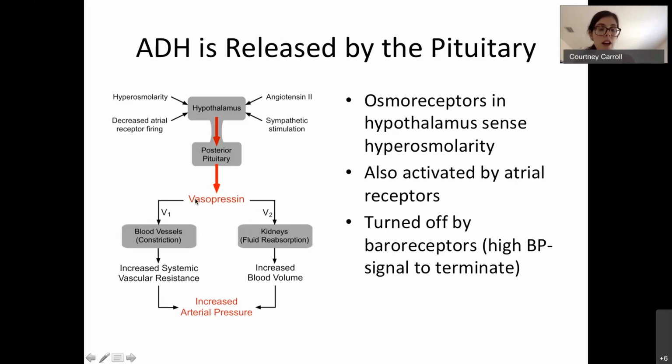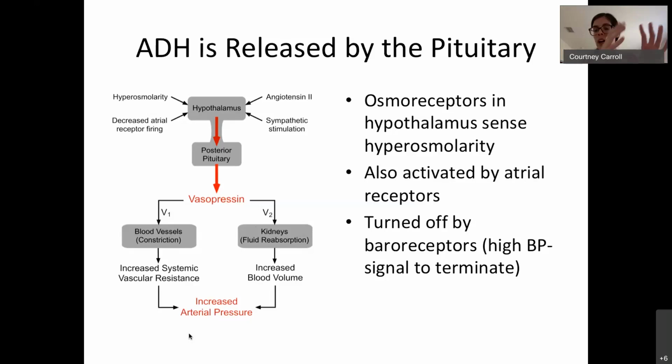And the ADH will tell the blood vessels to constrict, and it will also, again, go to the collecting duct in our nephron, increase aquaporins, increase fluid reabsorption. All of that works together to increase pressure. So if we're constricting our vessels, and we're increasing the amount of fluid flowing through that vessel, we're going to increase pressure. Okay, and this is negatively turned off by baroreceptors, which will say, "Hey, we got a high BP. We should turn this whole thing down."